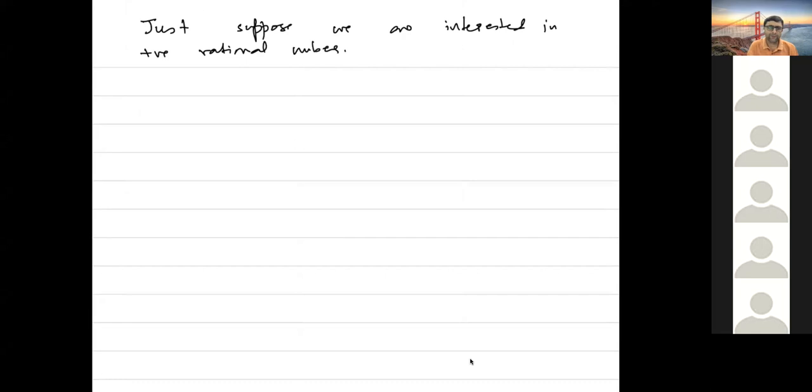So what we can do, just imagine, suppose we are interested in positive rational numbers. Because negative numbers are just the additive images of positive numbers. So if we can prove something for positive numbers, we can always prove it for negative numbers, right? So let's imagine we are interested in positive rationals. Okay, so we will list down all possible numbers in the set Q.